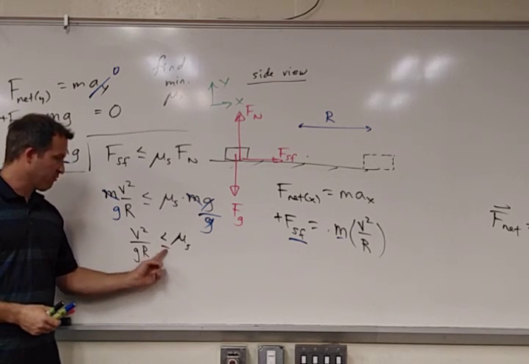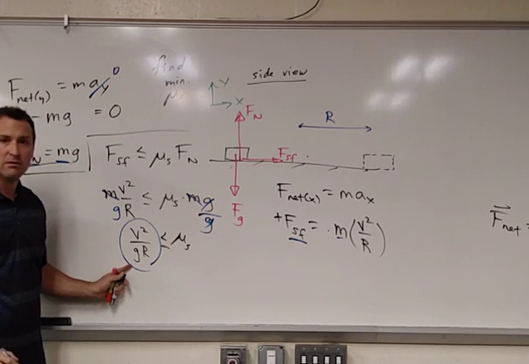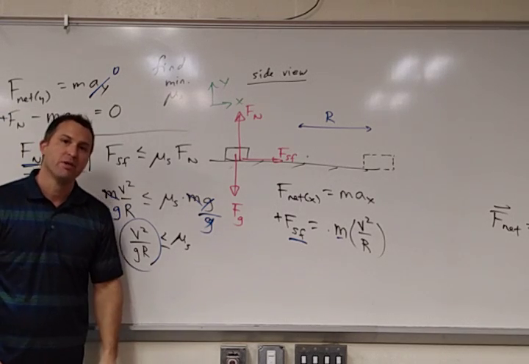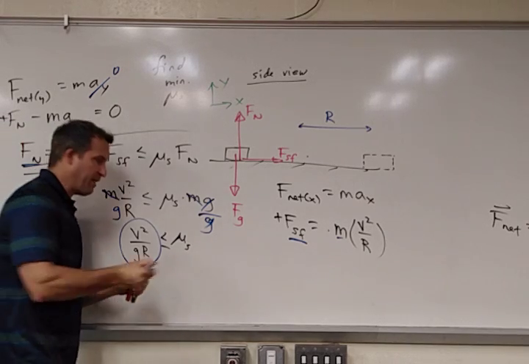Now, mu sub s must be greater than or equal to this number. We can calculate this number, right? Because we have all of the quantities here. And so the smallest value, the minimum value, is when they are equal.